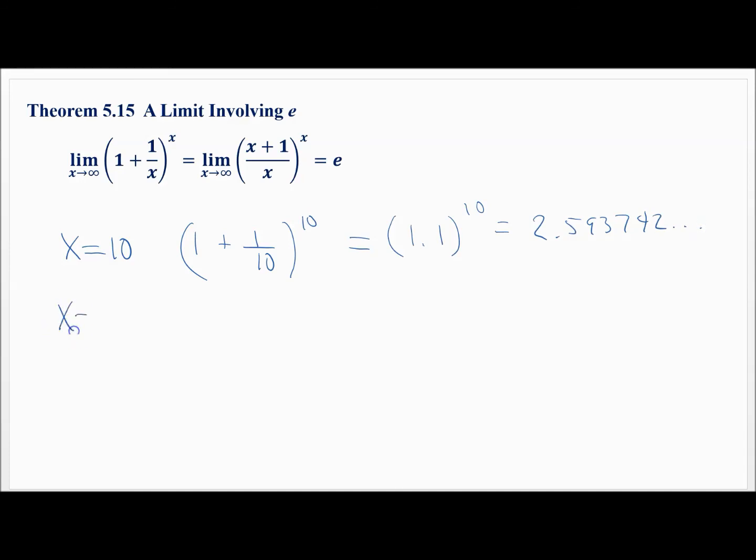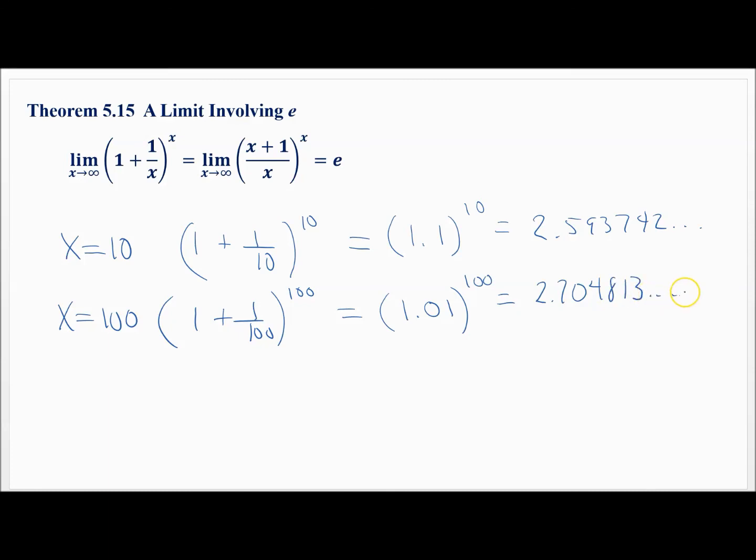Now let's try plugging in 100, right? So it's 1 plus 1 over 100 to the 100th power. Well, you know 1 over 100 is 100th. So that when I add that to 1, that would be 1.01 to the 100th power. Let me tell you what I get. So 1.01, and then let's raise that thing to the 100th power, and I get 2.704813. Okay, and that keeps going.